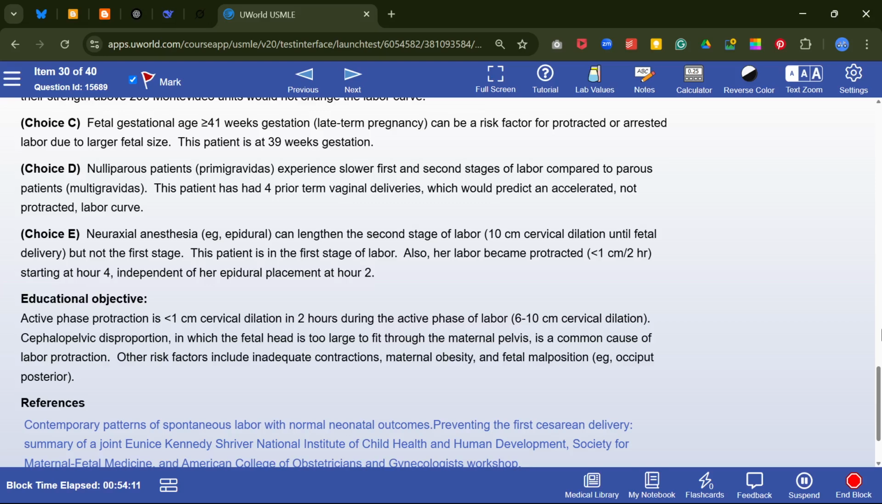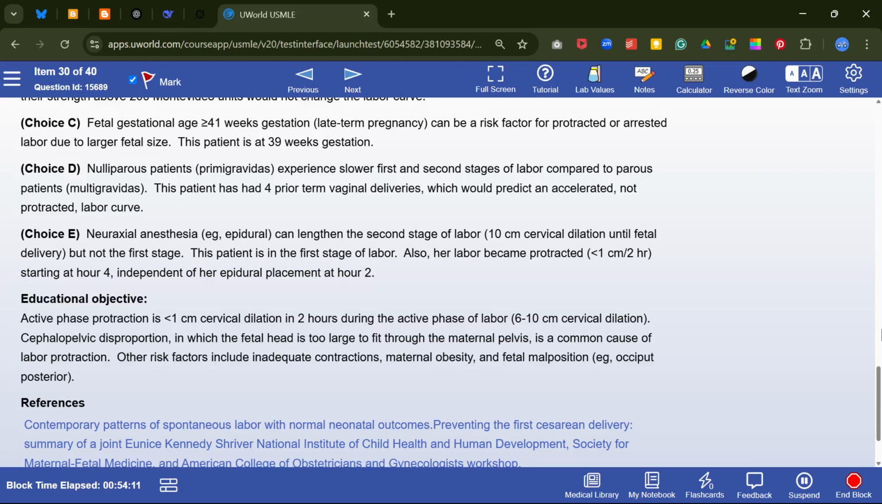This patient is in the first stage of labor, although her labor becomes protracted, less than 1 centimeter per 2 hours, starting at hour 4, independent of her epidural placement at hour 2.